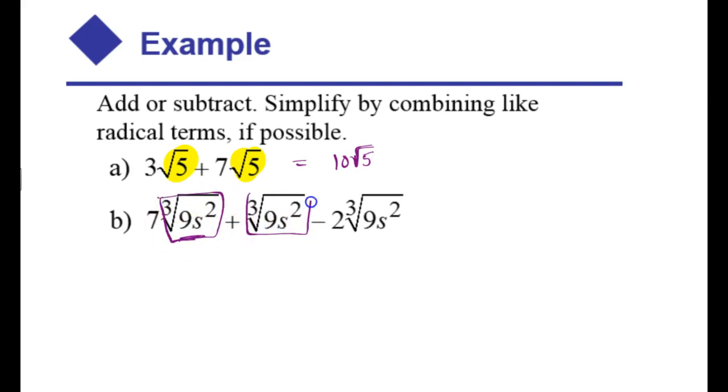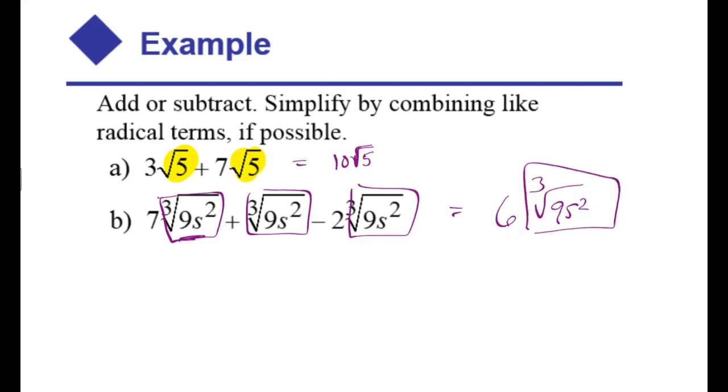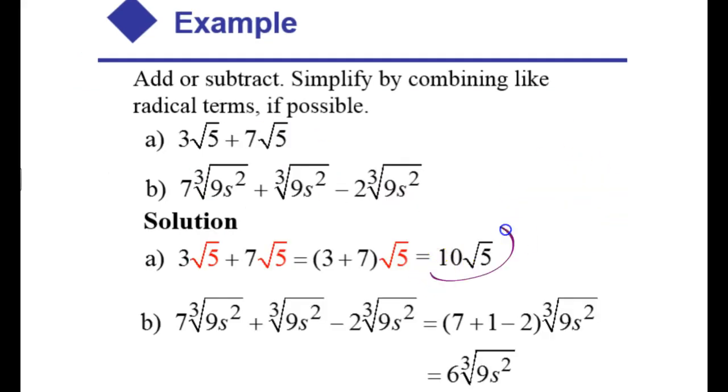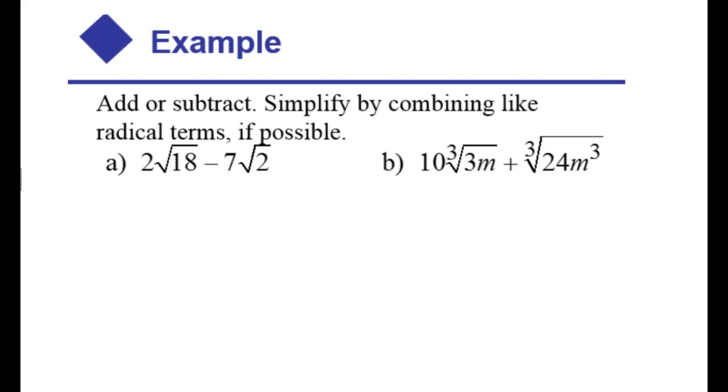So 7 boxes plus another box, take away 2 boxes. Or you could think about those all being x's. Gives you 6 of those boxes, or 6 of those x's, or 6 of those like terms. So the answers are 10 square roots of 5 and 6 cube roots of 9 squared.